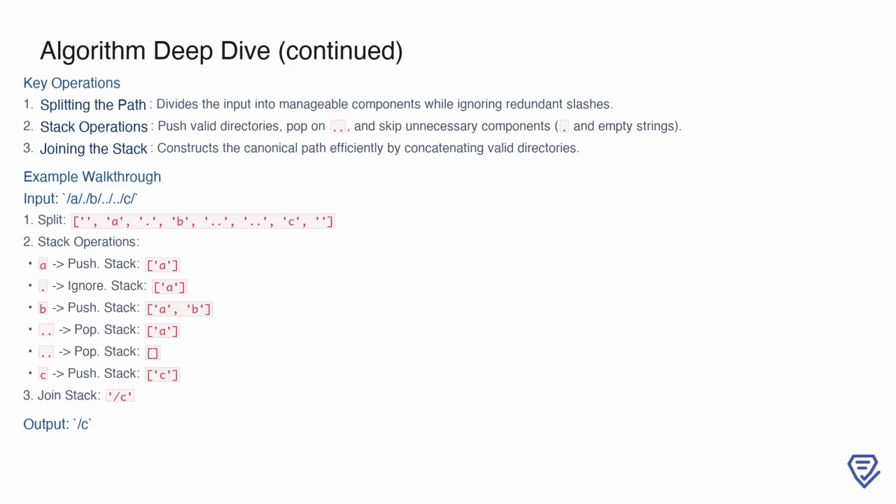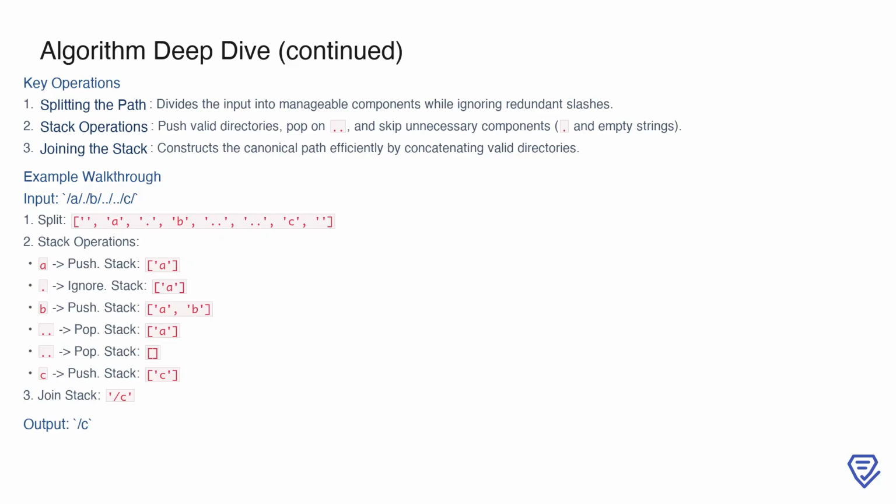Splitting the path breaks it into manageable segments while ignoring redundant slashes. Stack operations handle each component, pushing valid directories, popping on .., and skipping unnecessary elements like dot and empty strings. The final step joins the stack's contents with / to create the simplified path.